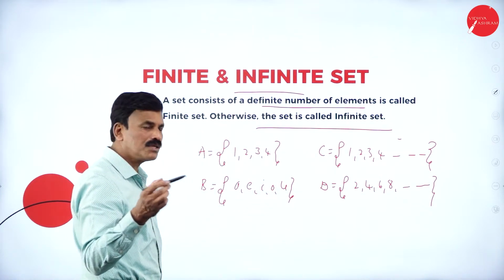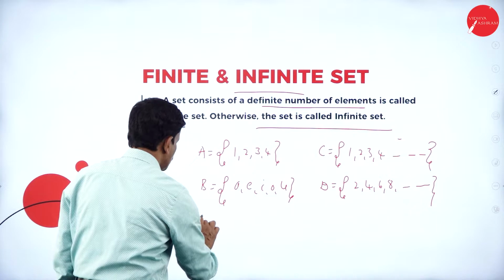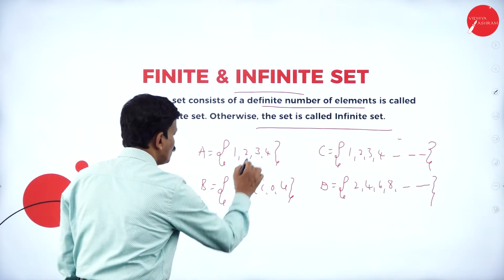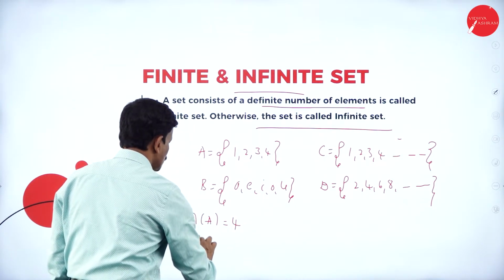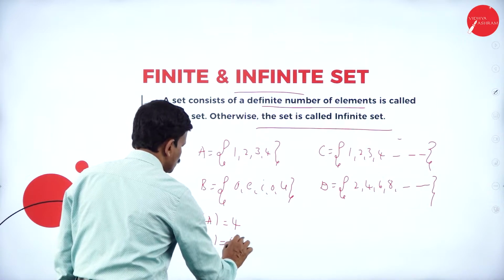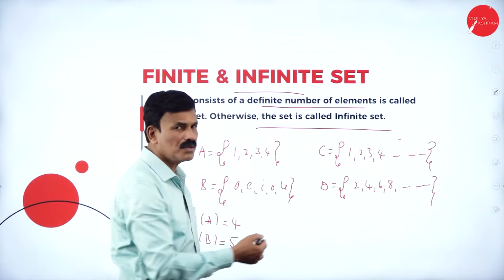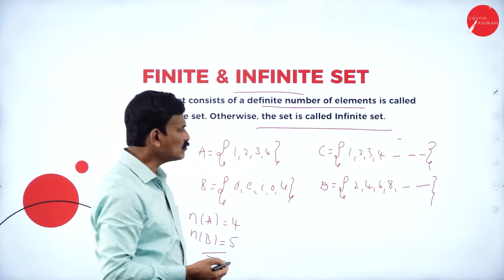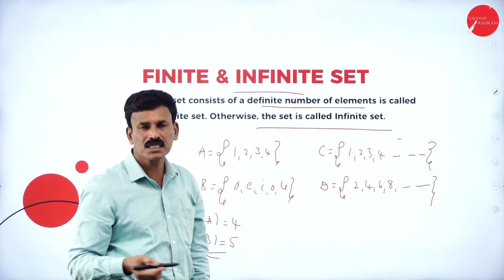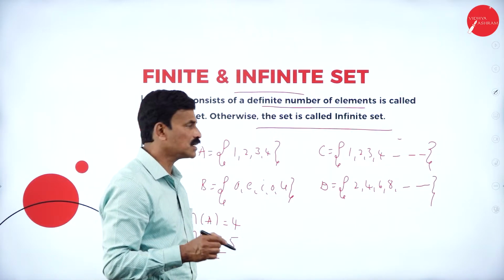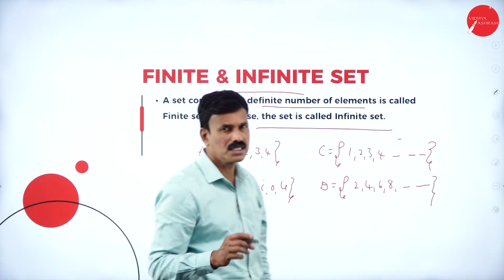Usually the number of elements in a set is denoted as n(A). The number of elements in set A is 4. Here the number of elements in set B is 5. So this is a finite set, whereas for the other set the number of elements is not defined. They are infinite. Therefore it is an example for an infinite set. So, finite and infinite sets.